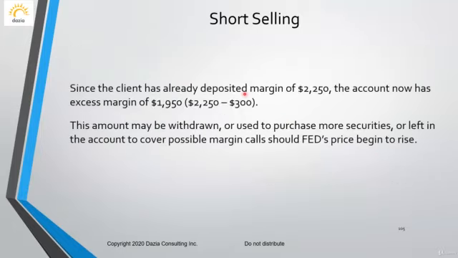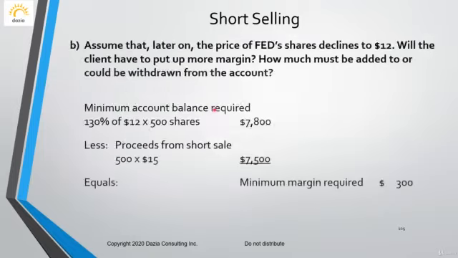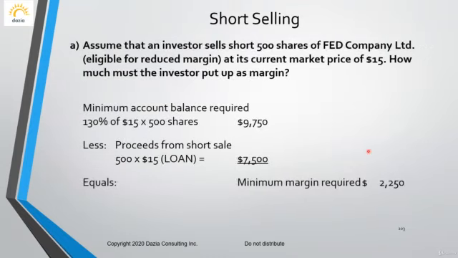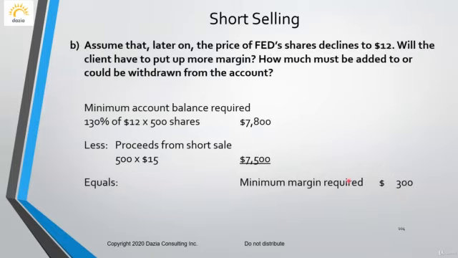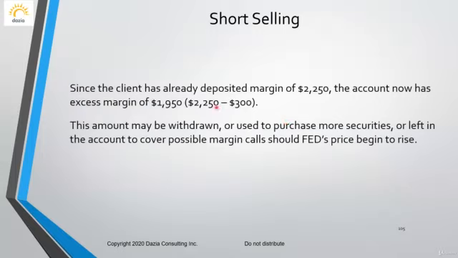However, the client has already deposited 2,250, so the account has an excess margin actually. So 2,250 was the amount they put in before. See here, we said the client is going to put in 2,250. So on day one, the client put in this amount. The requirement here is $300. So you've got extra money available, 2,250 minus 300.